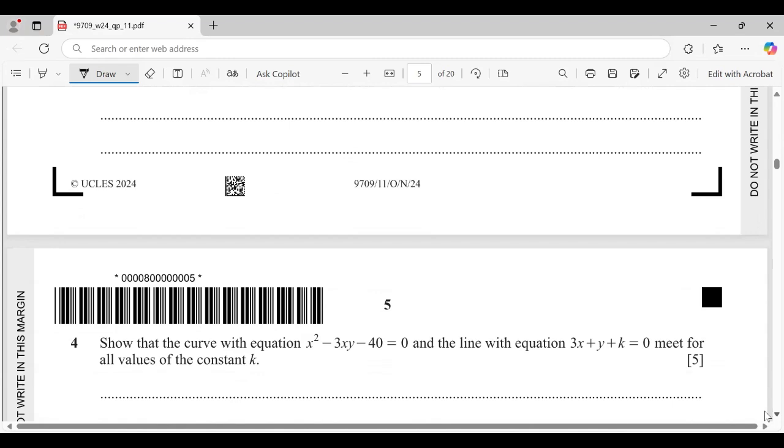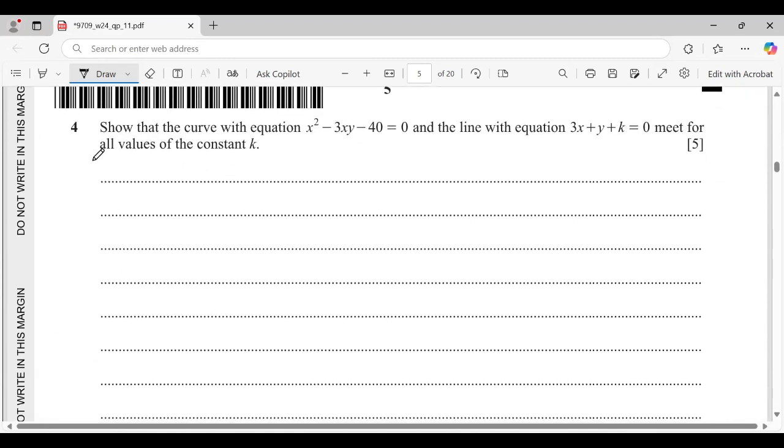Let's continue to number 4. Show that the curve with equation x squared minus 3xy minus 4t equals 0, and the line with equation 3x plus y plus k equals 0 meet for all values of the constant k.